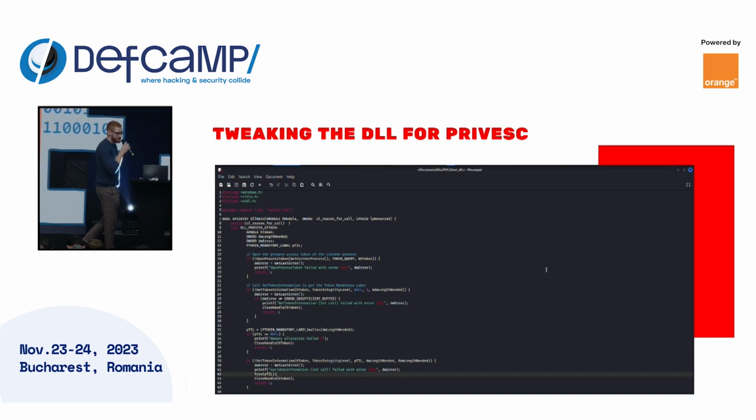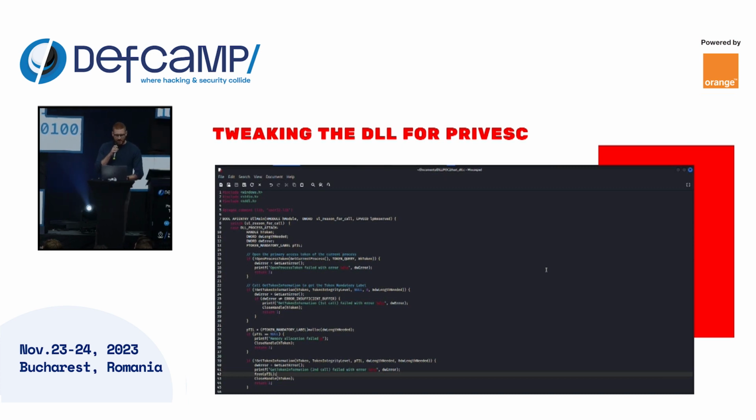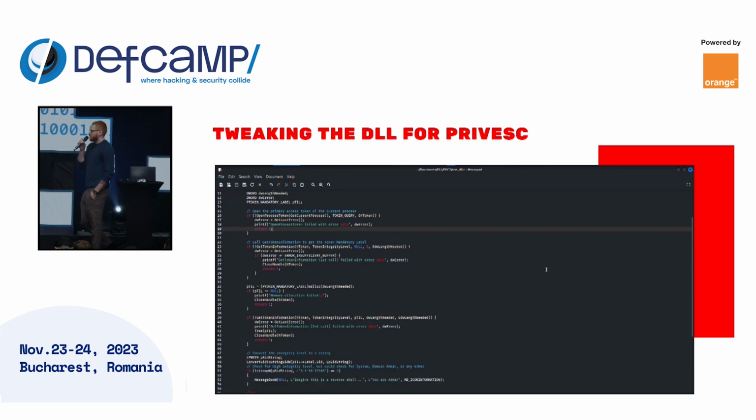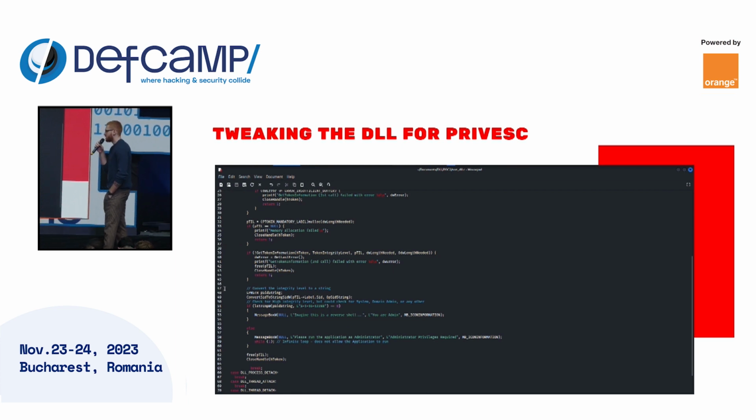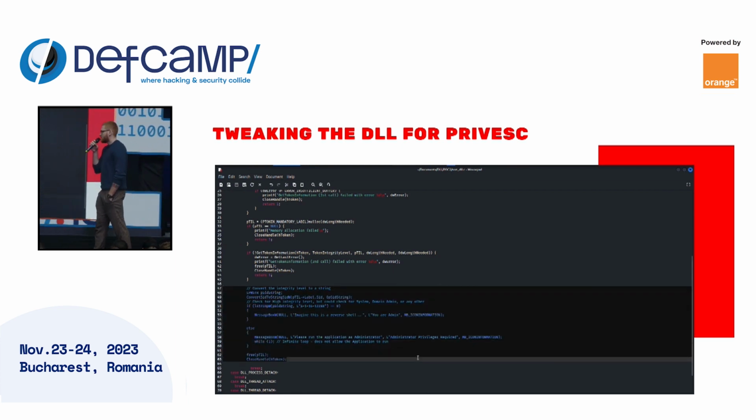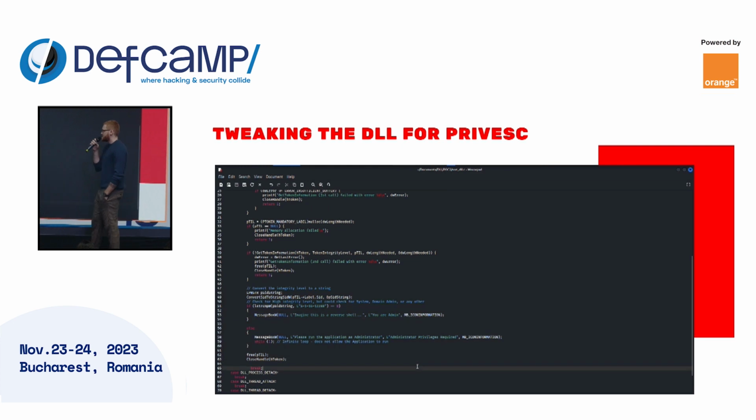And for this reason, I created this short C program. Again, you can find it on my GitHub as well. What it does, it checks for the integrity level. So if we have a high integrity level, meaning that we're probably administrator, we will return a message box saying, "Imagine this is a reverse shell."